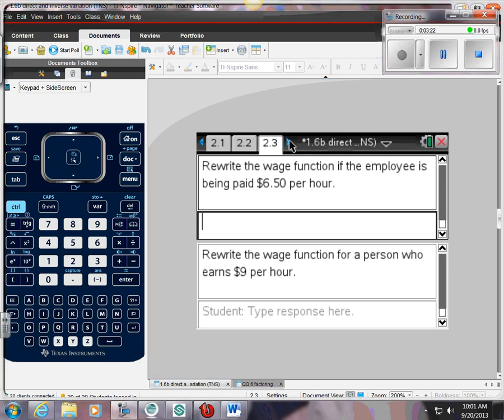First one, what'd you get? Good. P equals $6.50 times H. Yep. What about the next one? P equals 9H. Any problems? Okay, direct variation is pretty simple. It's like distance equals rate times time, right? Same kind of idea.